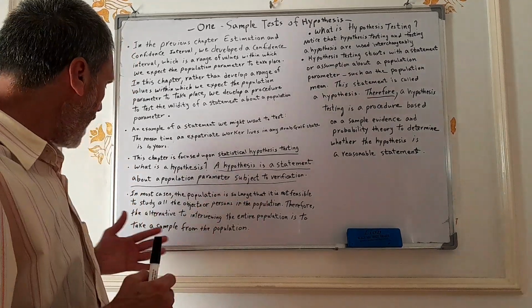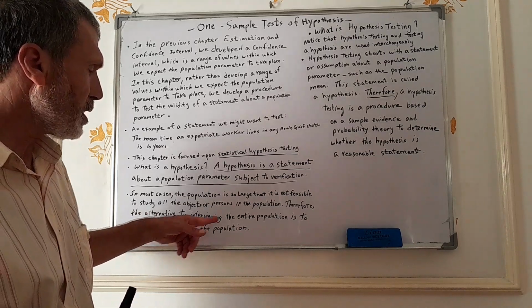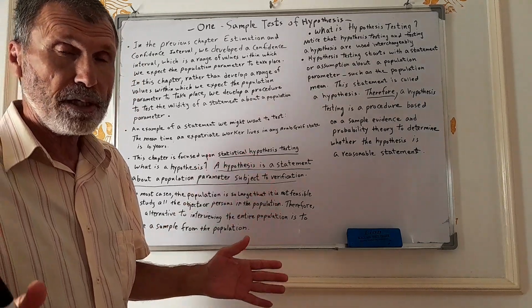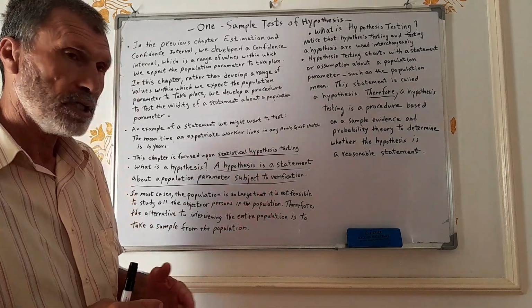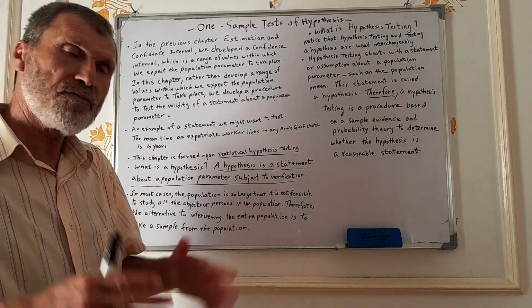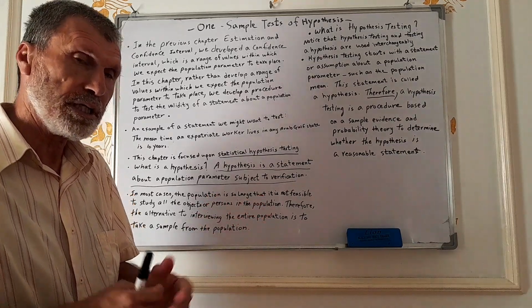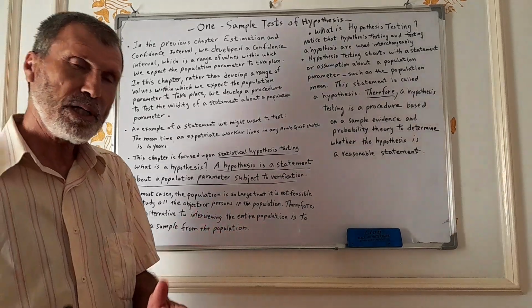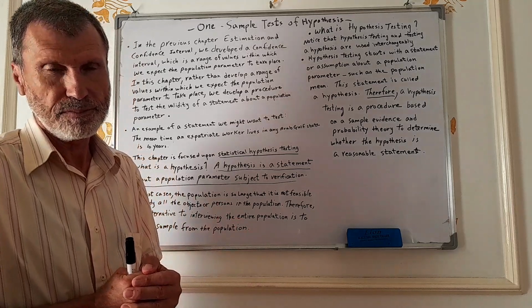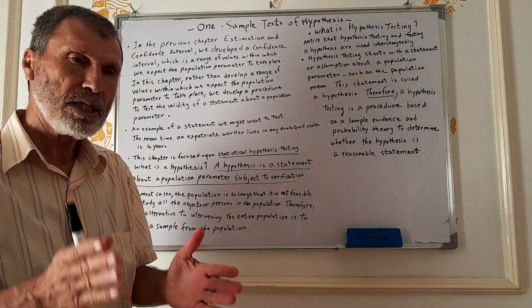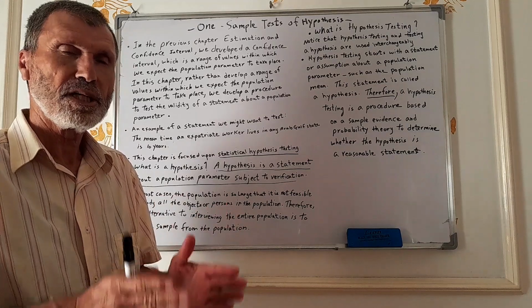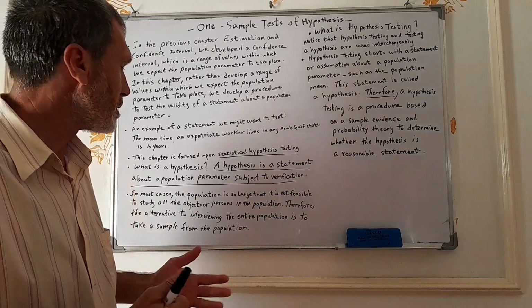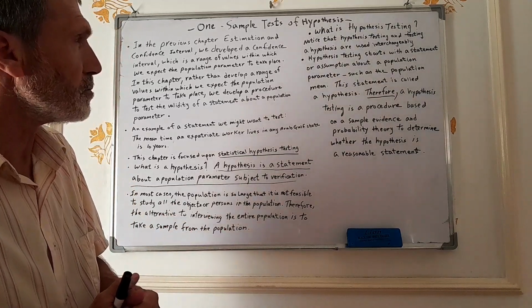Therefore, a sample is the alternative to interviewing the entire population, because the population is so large to interview every subject, every object, every person in that population. What is the alternative? The alternative is to take a sample from that population, and we use that sample to test the validity of the statement or hypothesis about the population parameter.